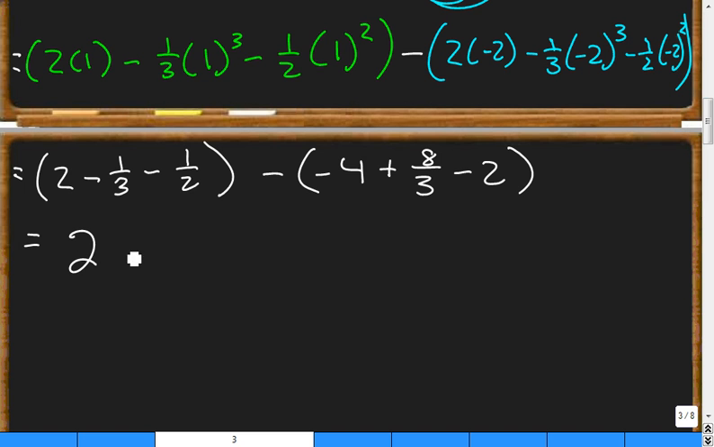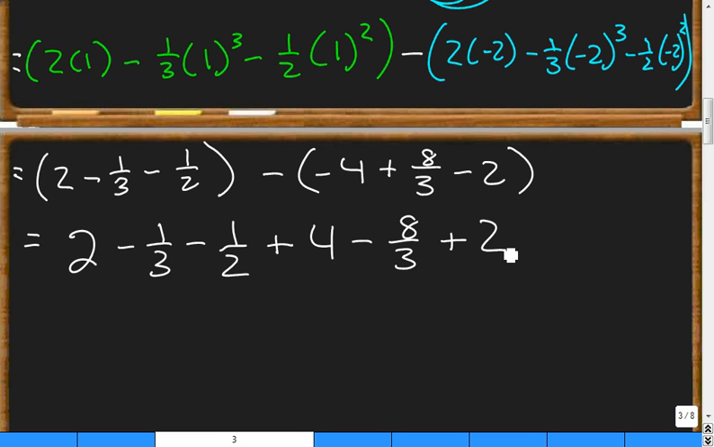So this first part, we get 2 minus a third minus a half. The negative here applies to each of these terms, so we're going to distribute that. So this becomes a positive 4, a negative 8 thirds, and a positive 2. I like to do that because now, since we've got our thirds together, we can put all the stuff together that we want. So we've got a 2, a 4, and a 2. Well, that makes 8. We have negative a third. We've got negative 8 thirds. This makes negative 9 thirds, which is going to be 3, but just do that in this case.